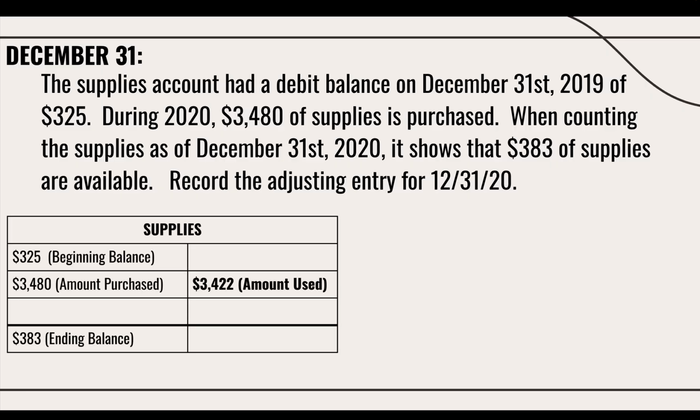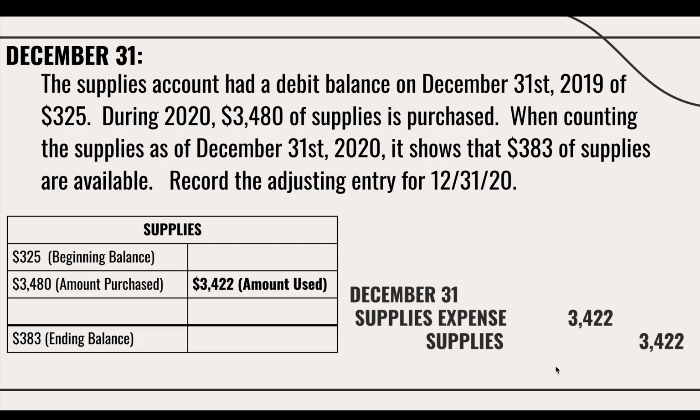Like I said before, this is where I would use a T account, starting with my beginning balance, adding how much we purchased during the year, and then accounting for how much was left over. So once again, what we started with plus how much we bought minus X, which is how much we used, equals our ending balance. And so if you solve for X, you would have gotten 3,422. And so once again, that's moving from an asset to an expense. So subtraction from asset, addition to expense.